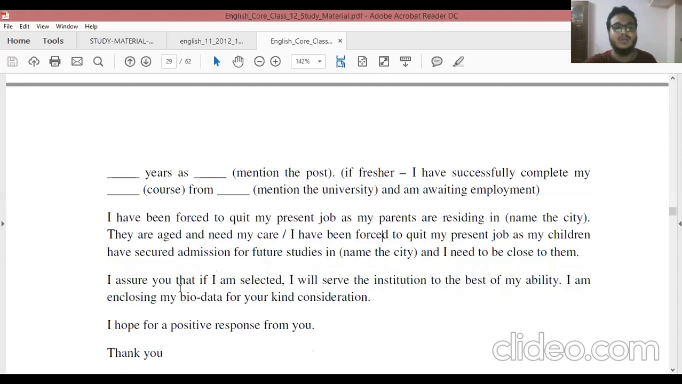I assure you that if I am selected, I will serve the institution to the best of my ability. See, students, one thing I specially inform my students: if, what kind of statement is it? If you will do this, I'll give this. Can you tell me a word? What kind of statement? If you do it for me, I'll give you chocolate. If not, you won't get chocolate. Yes, conditioning. Very good. It's a conditioning sentence.